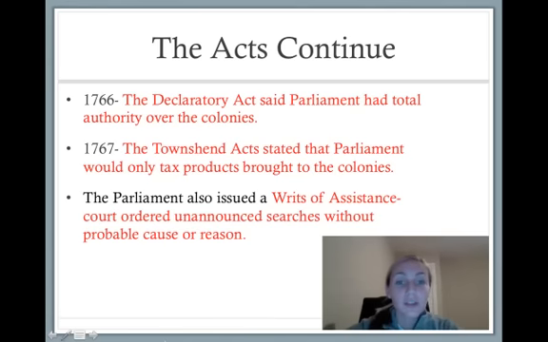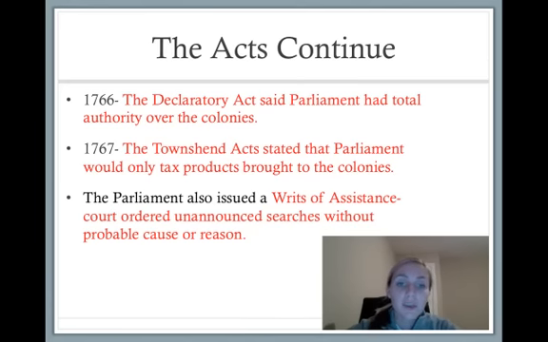So as I mentioned, the Declaratory Act said Parliament had total authority over the colonies. So this is much worse to them than having to put these stamps on different items. So some of these colonies had things like town meetings where they practiced a democratic process, and now their say was completely taken away and the British Parliament had control.